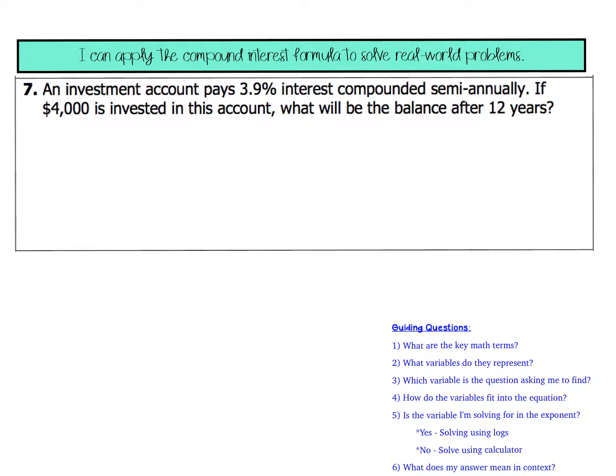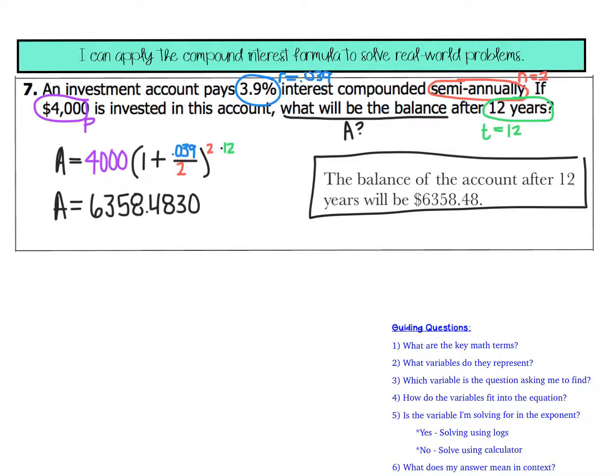All right, so what I'd like you to do is pause the video and try number 7 on your own. Go through those questions, use those to answer this problem. All right, so with this one, hopefully you were able to come up with that the balance of the account after 12 years will be $6,358.48. Now, I'm guessing that if you had an issue, it came about with this word semi-annually.